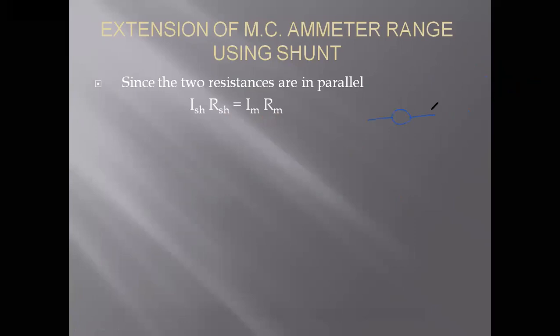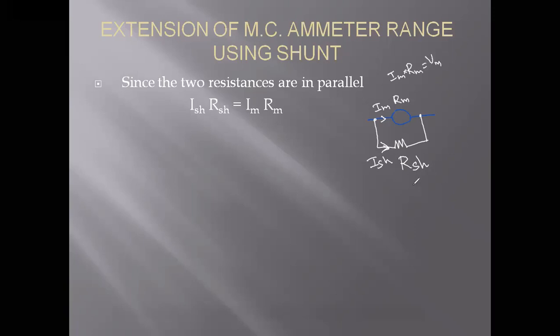This is our meter, and meter resistance is RM. We had a shunt here. Shunt resistance is RSH. Here the current flowing is IM and here the current flowing is ISH. The voltage across the meter is IM into RM. This is our VM.